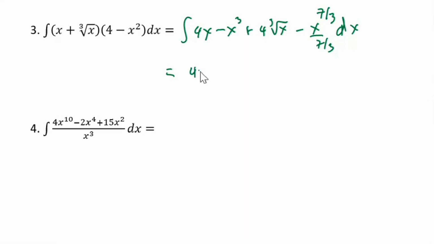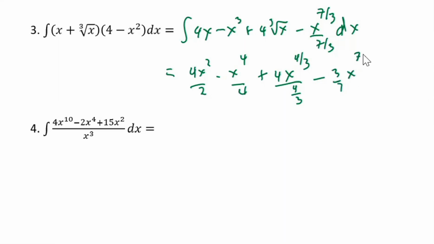So the first term, we have 4x squared over 2 minus x to the power of 4 over 4 plus, that is now 4 times 4 times x raised to the power of 1/3. So 1/3 plus 1 gives us 4 over 3. So we can write now 4x raised to 4 over 3 all over 4 over 3 minus, so this is just 3 over 7 of x to the power of 7 over 3 plus a constant.